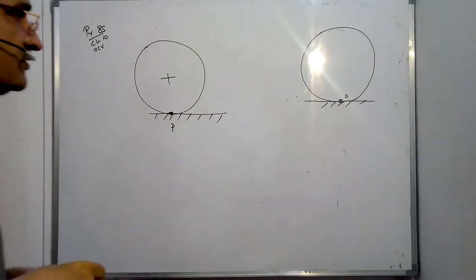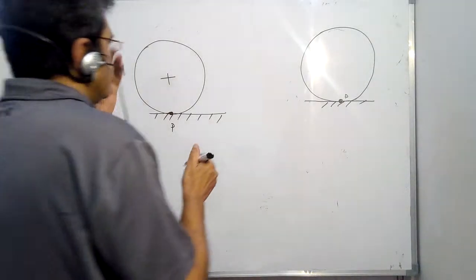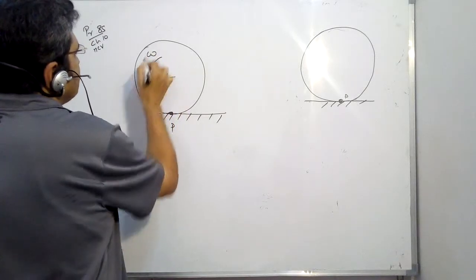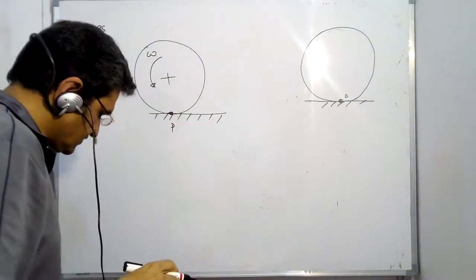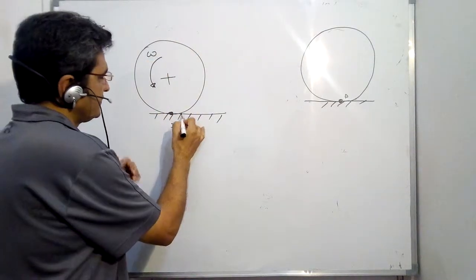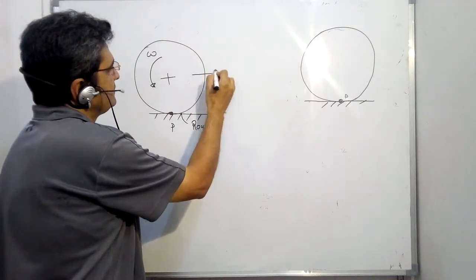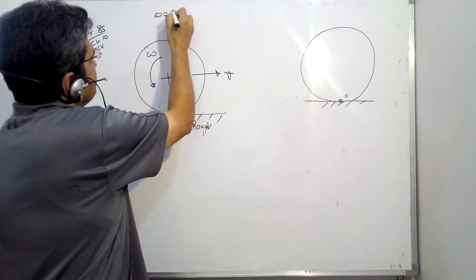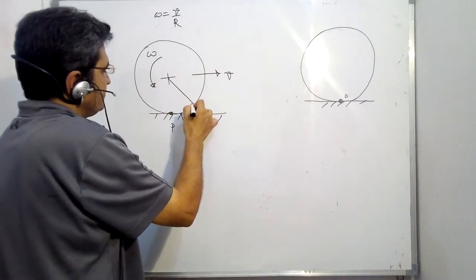In this lecture we'll solve problem 85 of H C Verma by a shorter method, and it's an interesting problem. Here this is the angular velocity, in the anti-clockwise direction, which is given to this body when it is placed on the floor, and this is a rough surface. It is given a translational velocity of v, and omega and v are related, where omega is v upon R. R is the radius of this sphere.